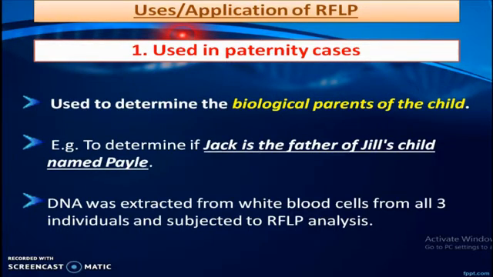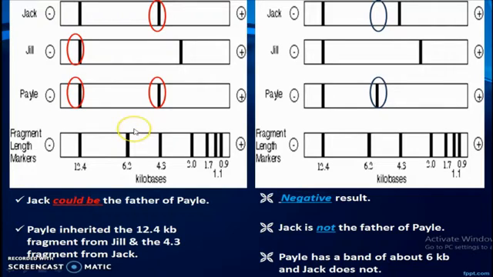For example, to determine if Jack is the father of Jill's child named Pearl, DNA is extracted from white blood cells from all three individuals and subjected to RFLP analysis. On the left diagram, the result shows that Pearl inherited the 12.4 kilobase fragment from Jill and the 12.3 kilobase fragment from Jack. Thus, Jack could be the father.